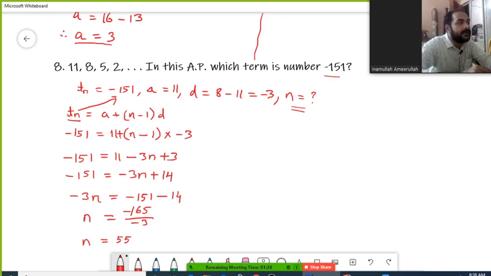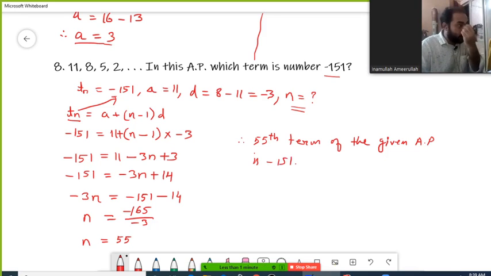So you can say, okay, the 55th term of the given AP is minus 151. So this is your final answer, and this way you can solve this question. Hope it is clear to everybody.